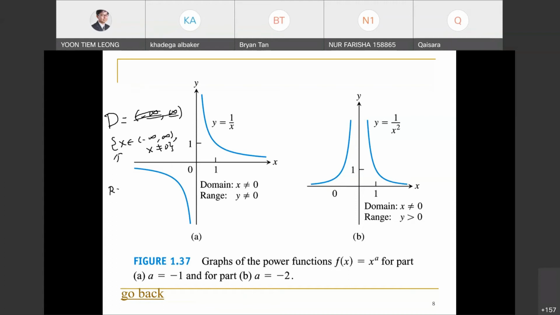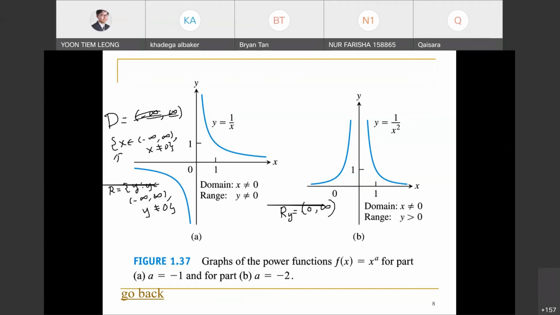The range is also given by a set of y, where y belongs to a set from minus infinity to positive infinity, but y can never take on values of 0. Okay, so for this case, the domain is for all values of x, but x equals 0 is not included. And the range of y is just all the values from 0 up to infinity. So you have infinity on the upper side, and then you have 0, and both are not included.